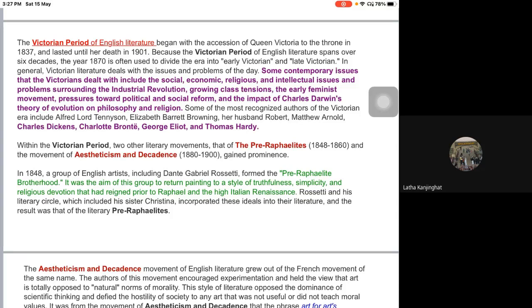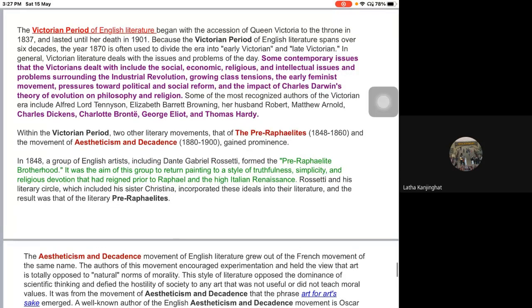Now, in 1848, a group of English artists, including Dante Gabriel Rossetti, formed the Pre-Raphaelite Brotherhood. It was the aim of this group to return painting to a style of truthfulness and simplicity and religious devotion that had reigned prior to Raphael and the High Italian Renaissance.